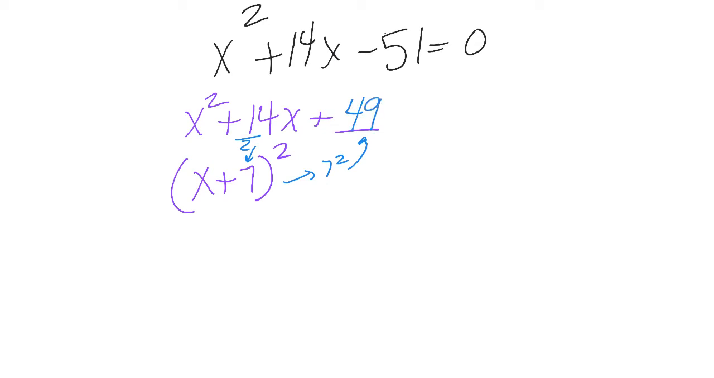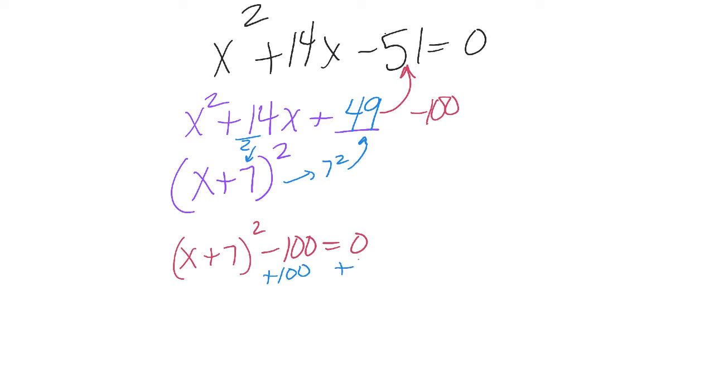So that's 49. Then we've got to say, how do I get from 49 to negative 51? Well, I have to subtract a lot. So I end up subtracting 100 to get there. So my final thing is going to say x plus 7 squared minus 100 equals 0. But I can't solve it yet. Remember, to solve something, we need this parentheses squared thing by itself. So we're going to add 100 on both sides. Then we get x plus 7 squared equals 100.